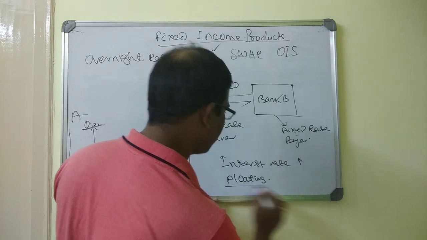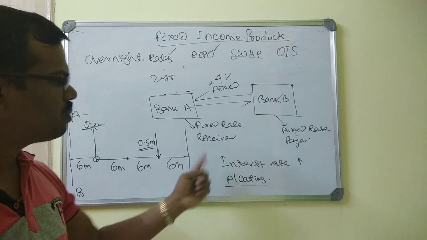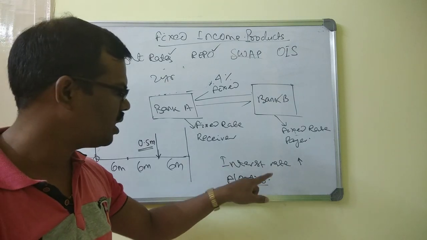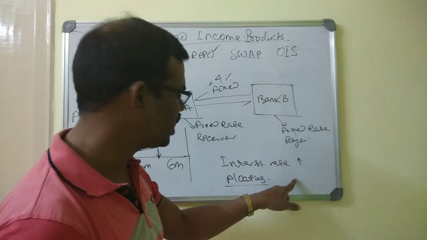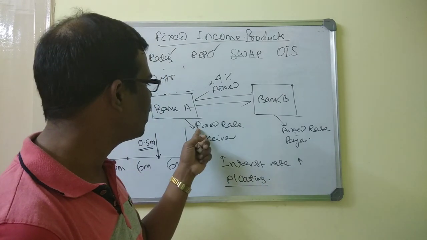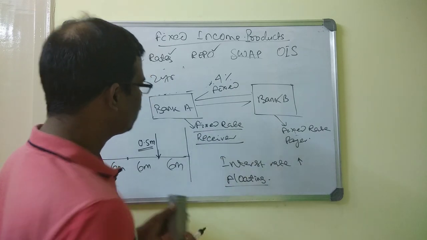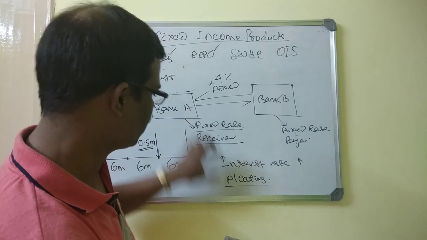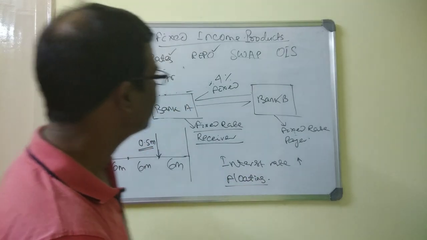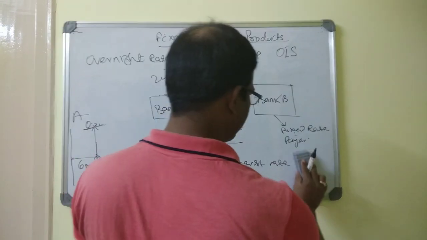So on the floating side, if the interest rate goes up, the person who is paying the floating rate will be at a disadvantage, and the person who is paying the floating rate is the person who is going to receive the fixed rate. So the person who is receiving the fixed rate will be at a loss if the interest rate goes up.